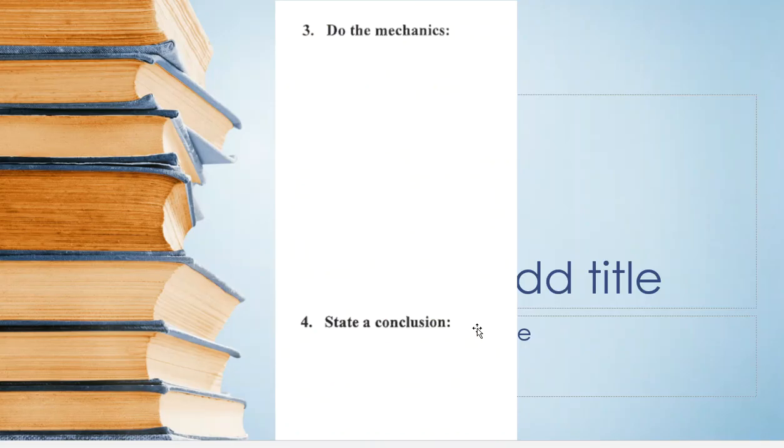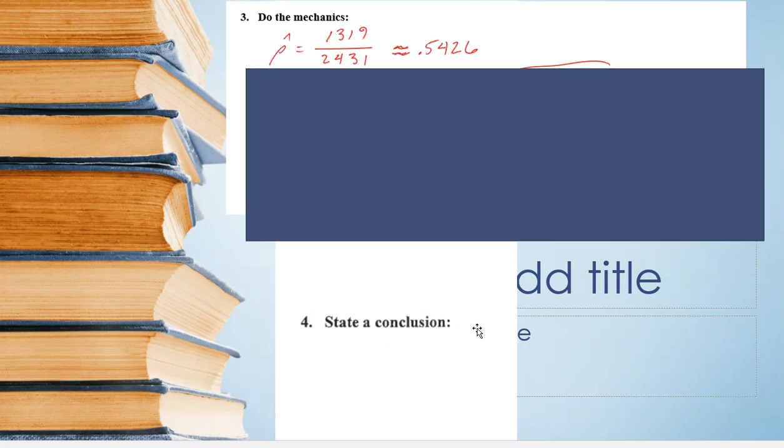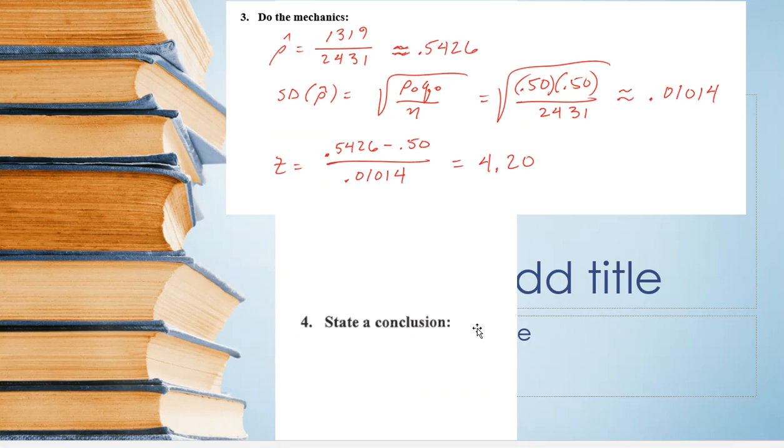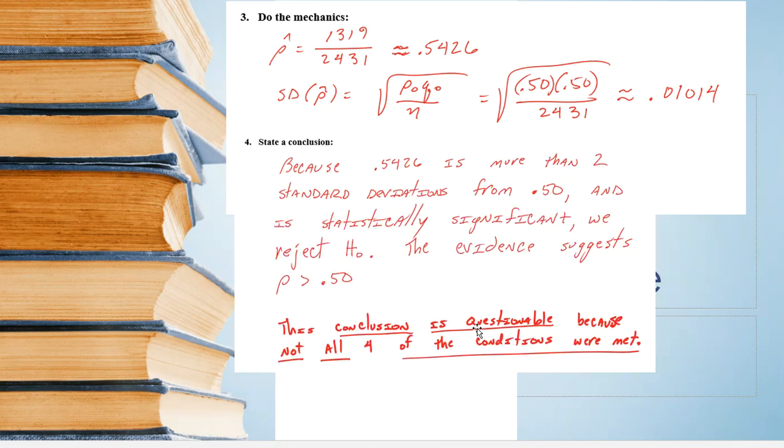All right, and finally, we're going to do the mechanics. We're going to calculate the z-score. So the first thing we do is we calculate our sample statistic. It's 0.5426. Then we calculate the standard deviation based off of that. It turns out to be about 1%. Then we calculate the z-score. So we take our sample statistic, subtract the proportion from the null, and divide by the standard deviation, and we get a z-score of 4.20.